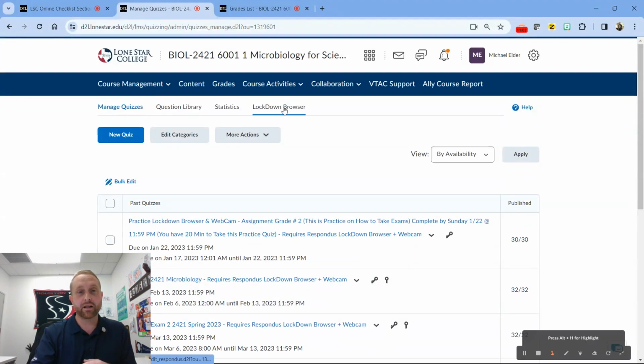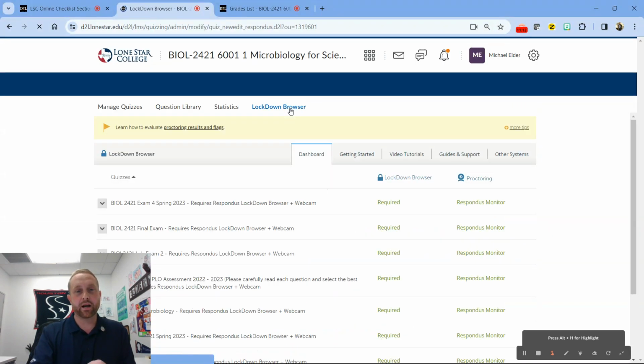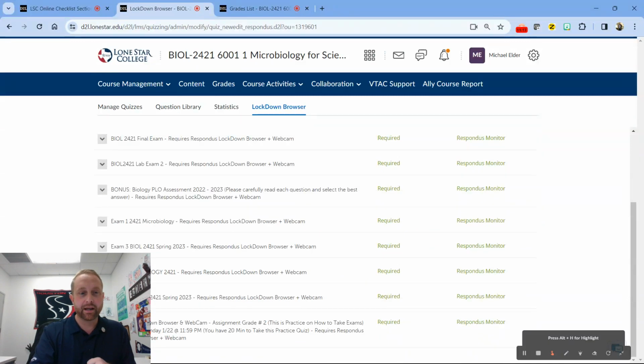And this is under lockdown browser and webcam. So they're practicing this just to make sure that I know they can get into the lockdown browser and webcam. If you go to lockdown browser up here at the top, and I'm going to come down to practice lockdown browser here and click on it. When you click on this, it will open up. You will be able to set those lockdown browser and webcam settings, and also you can review videos of students that have gone in and taken that.